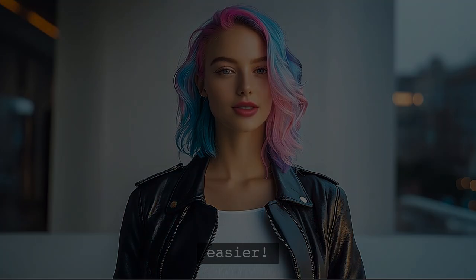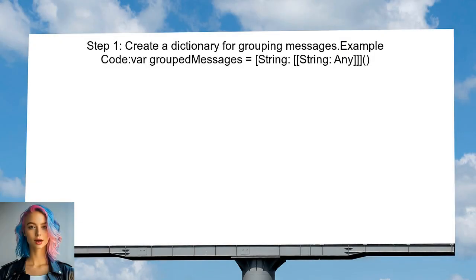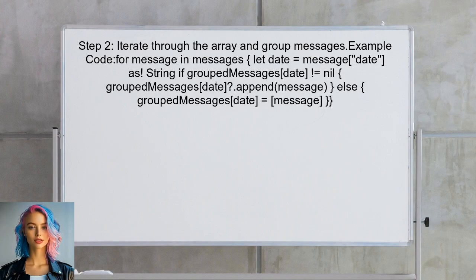To begin grouping the array of objects by date, the user should first create a dictionary to hold the grouped messages. This will allow us to organize the messages based on their date. Next, the user should iterate through each object in the array. For each object, they will extract the date and check if it already exists in the dictionary. If it does, they will append the message to the existing array.